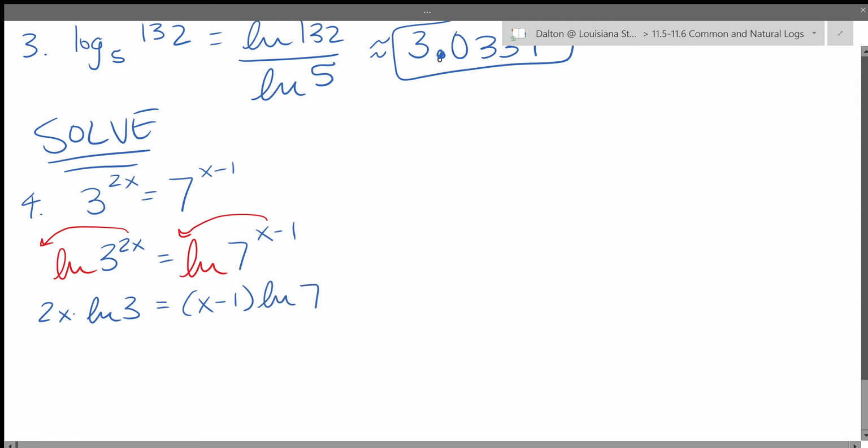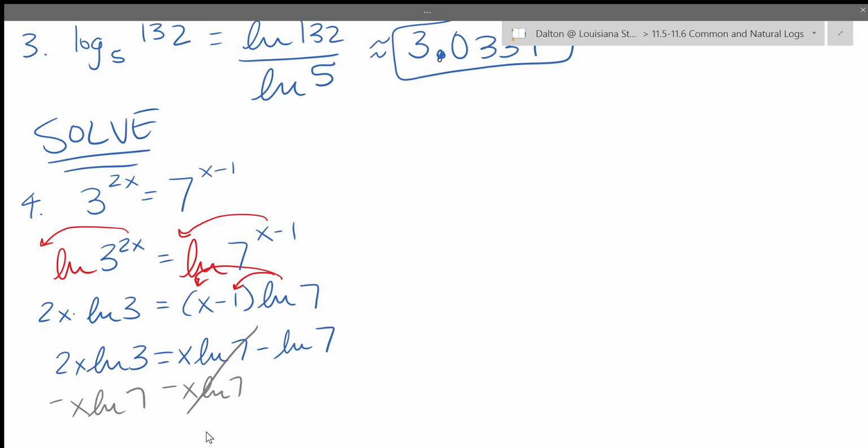And then again, our goal is to isolate x. Well, again, we're in that scenario where we have x's on both sides. So we need to distribute the natural log of 7 to both of these terms, so that we have x times the natural log of 7 minus 1 times the natural log of 7. We don't have to write that one. And then we want to go ahead and put both terms with x's on one side. So now I want to subtract x times the natural log of 7 from both sides so that both terms with x's are on the left side.